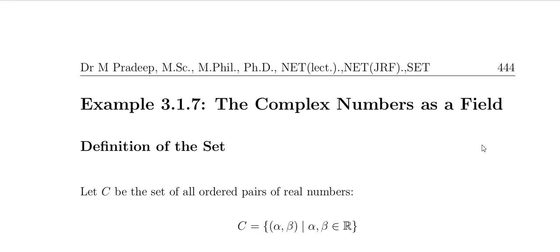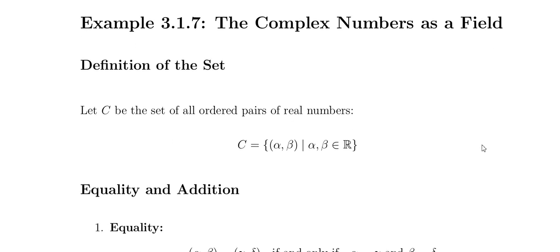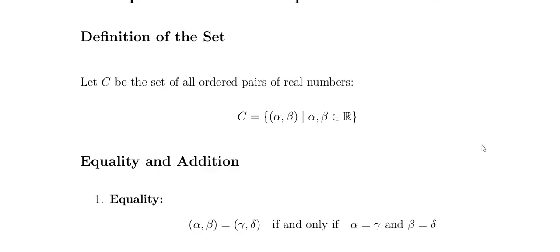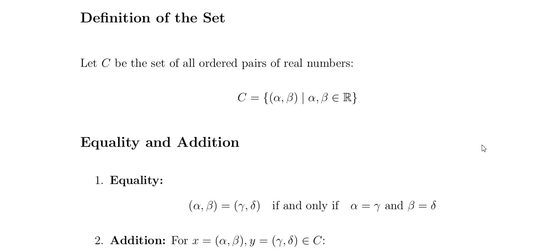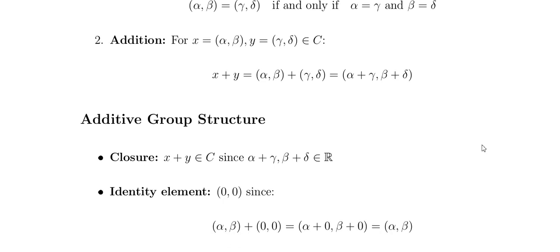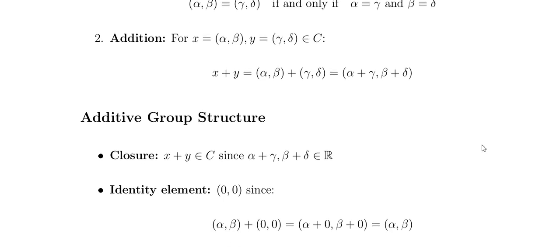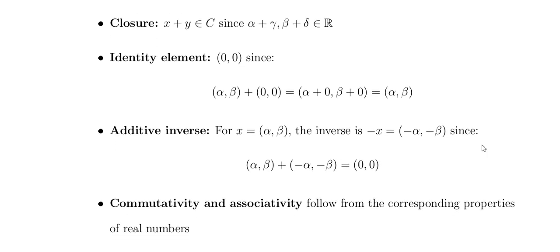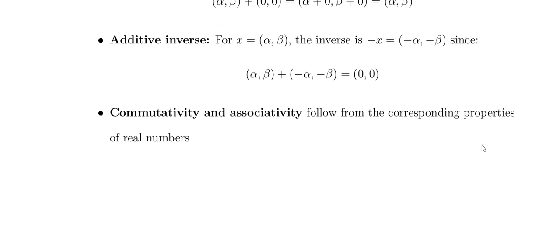This is isomorphic to the set of 2 by 2 matrices with entries belonging to the real numbers. And the complex numbers as a field: the set of complex numbers C is the ordered pairs of real numbers, the collection of (alpha, beta) where alpha, beta belong to R. Two complex numbers are equal when the corresponding real and imaginary parts are equal. Addition is just simple addition. And multiplication, we multiply real and real, imaginary and real.